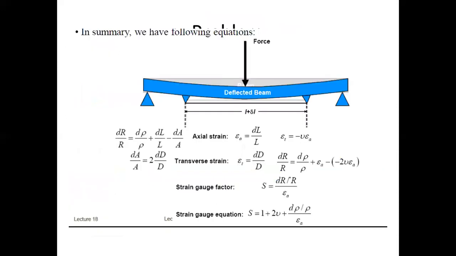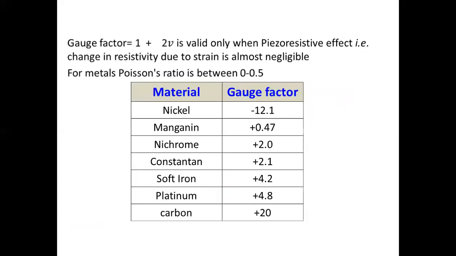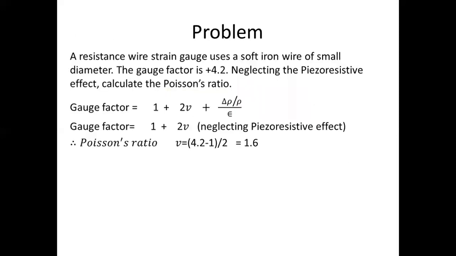Similarly, we get for a deflected beam the different values in terms of axial strain, transverse strain, strain gauge factor, and strain gauge equation, which we can use in different numericals. We also have gauge factors for different materials such as nickel, soft iron, etc. So we can take these values in our calculation.